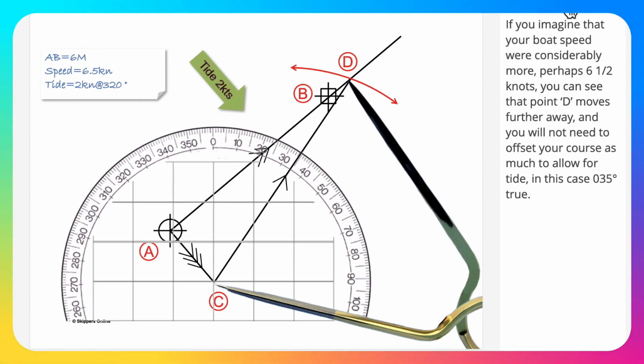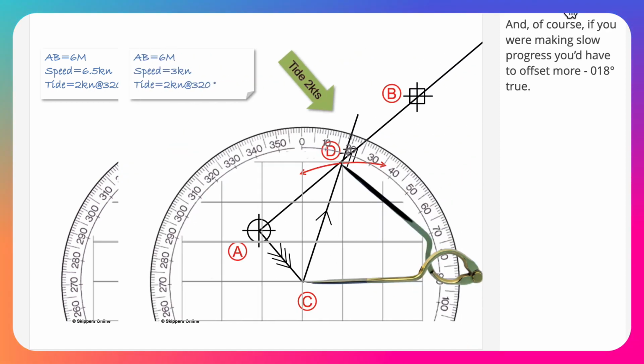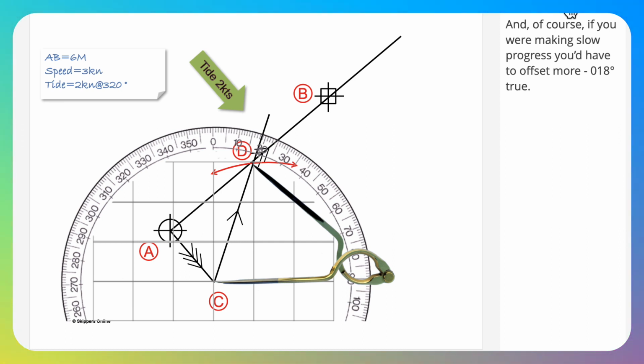If you imagine that your boat speed were considerably more, perhaps 6.5 knots, you can see that point D moves further away, and you will not need to offset your course as much to allow for tide. In this case, 035 degrees true. And of course, if you were making slow progress, you'd have to offset more, 018 degrees true.